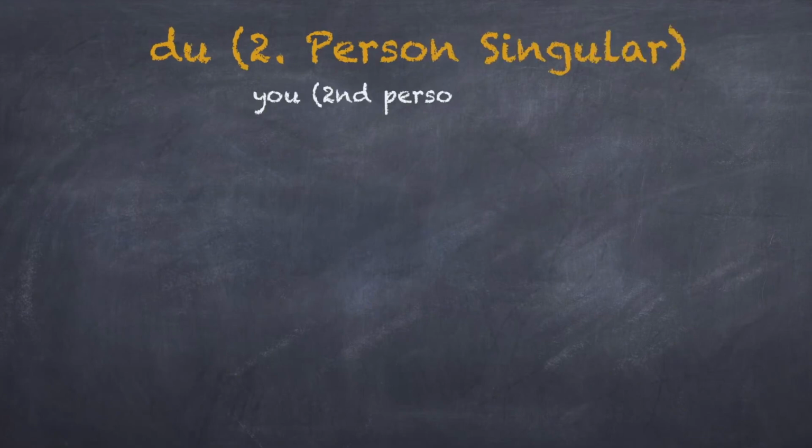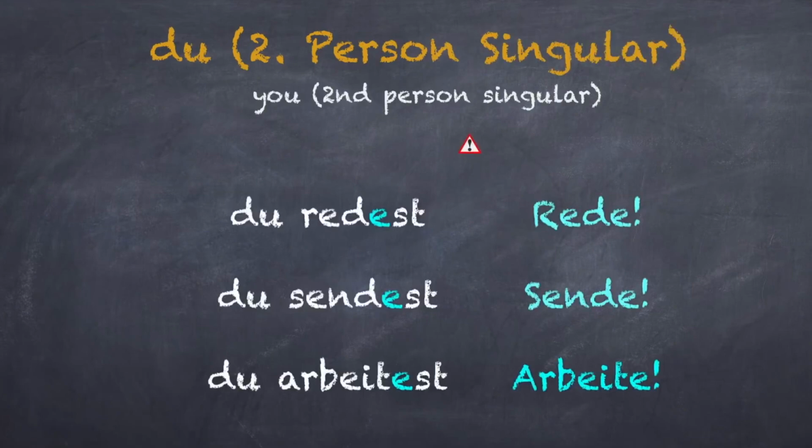Now let's look at another set of verbs. Du redest, du sendest, du arbeitest. These forms change to rede, sende, arbeite. For building the imperative of these verbs, you also remove du and the verb ending st. But the e used while conjugating these verbs is not removed. That means the verbs ending with d and t in the Verbstamm take an extra e when making their imperative form.